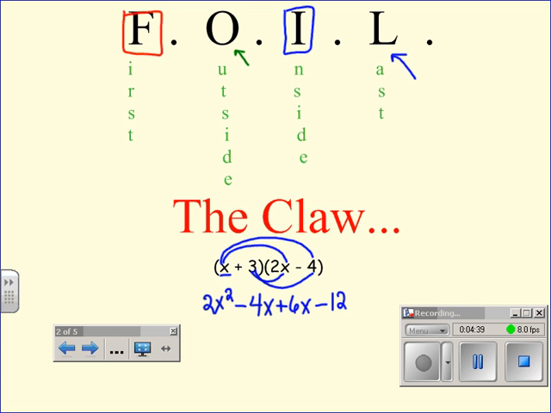I wanted to redo this problem just so you could see it in a neater version and how it kind of creates a claw here for you, and that's how it gets that word, the claw. Then I'm going to just simplify my expression here. Again, there's nothing to add to 2x squared. The -4x and the 6x can be added together, so that will be 2x, and that will be minus 12. So my product of x plus 3 times 2x minus 4 is going to be 2x squared plus 2x minus 12.